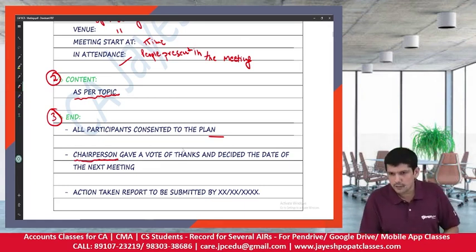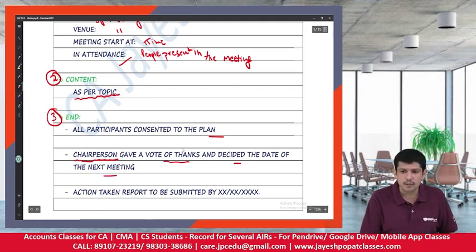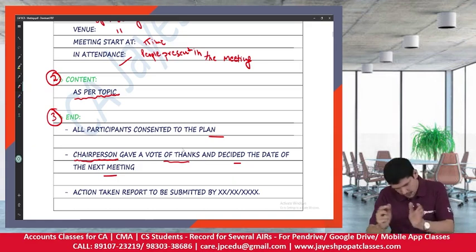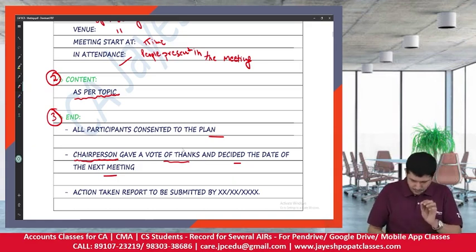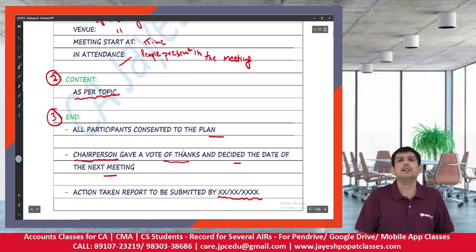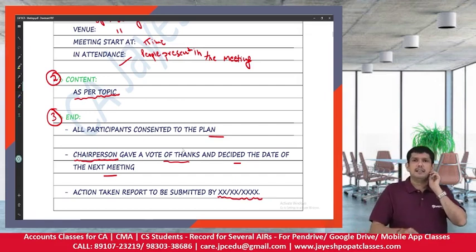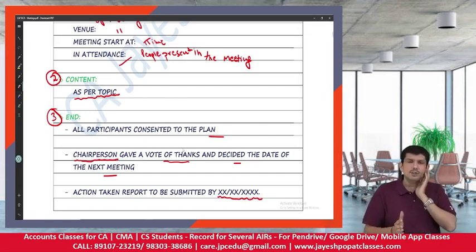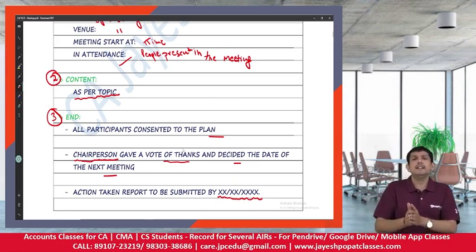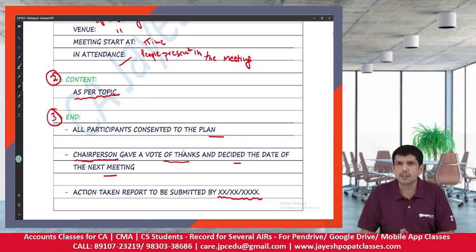So he'll be somebody who will moderate the meeting. So the chairperson gave a vote of thanks to all the participants, and then decided the date of the next meeting if required, if we need a follow-up meeting on this particular topic. You could say that the date of the next meeting was discussed. And finally, you should say that the action taken report is to be submitted on this particular date. So maybe in the meeting itself they would say that after 7 days or after 10 days or after 15 days, the action taken report needs to be submitted.